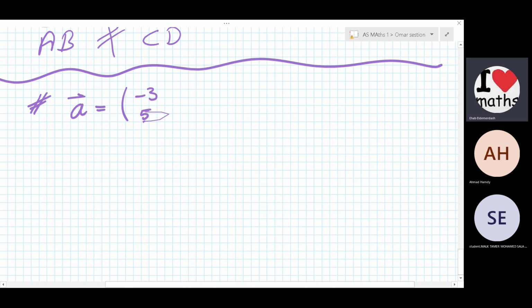Okay, or -3 and 4, or 3 and -4. I don't care about the numbers. The pen is acting up. So the vector A is like 3 and -4.